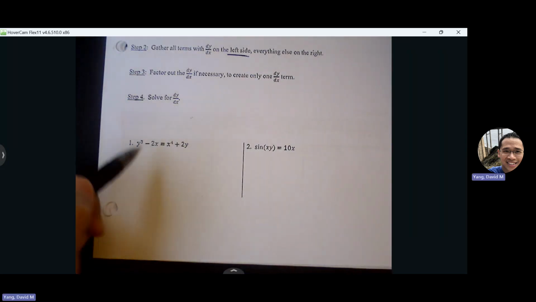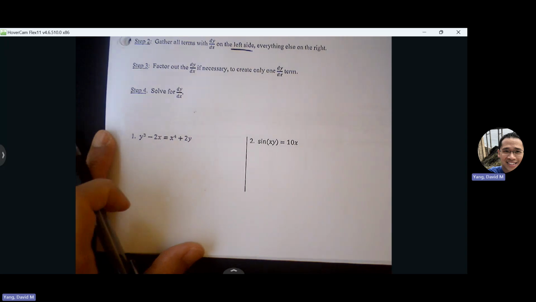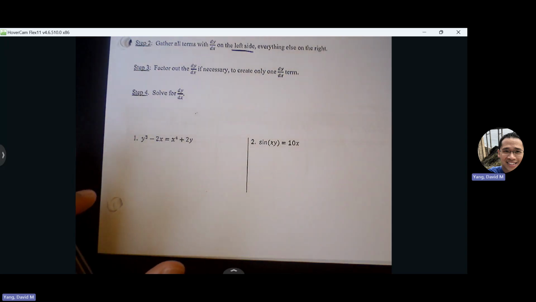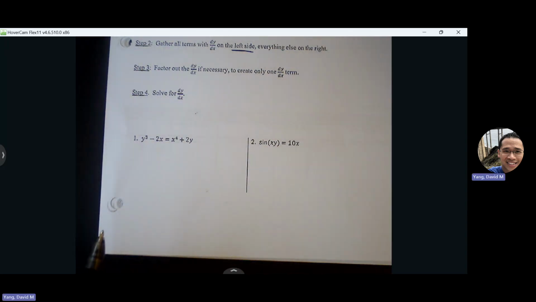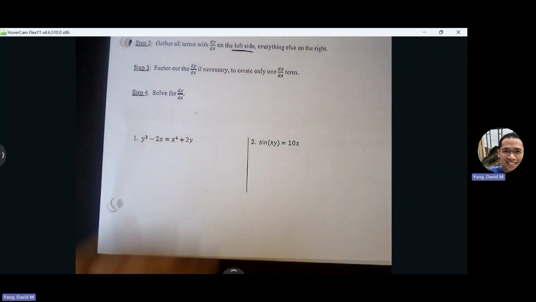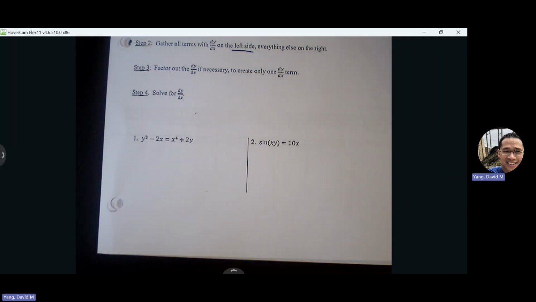You have y raised to a different power other than 1. But the nice thing is every term is a nice power rule. So we're just going to apply a power rule for each, but we're going to catch dy dx for every y that we see. Okay, before we even start, how many instances of y's do you see? 2. And so that means you're going to be expecting 2 dy dx's.